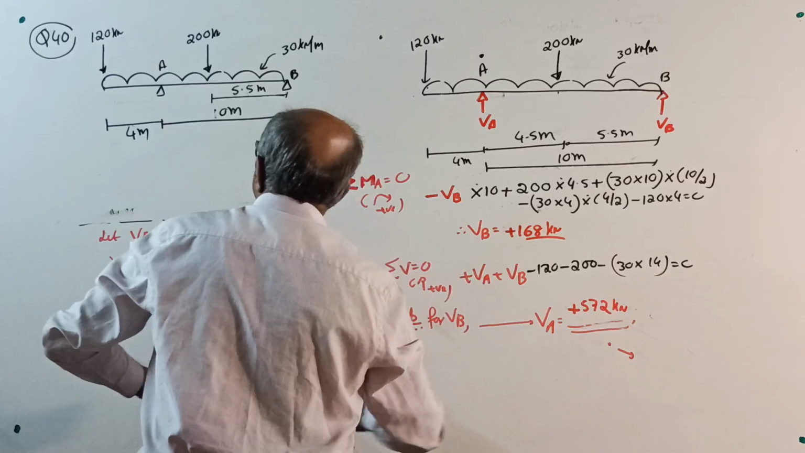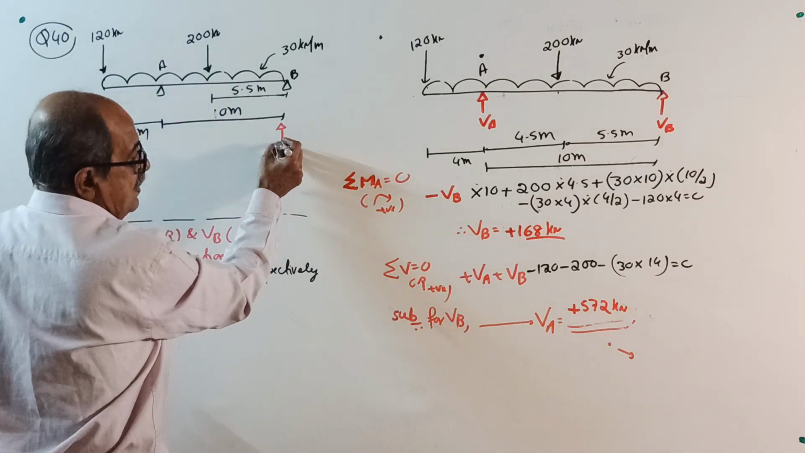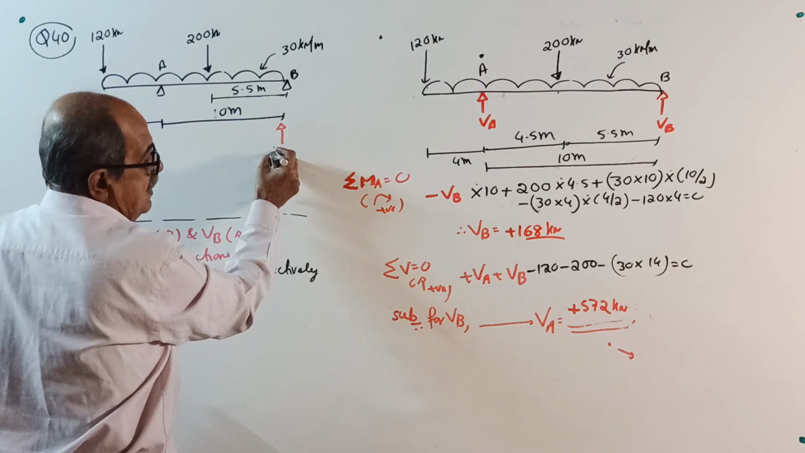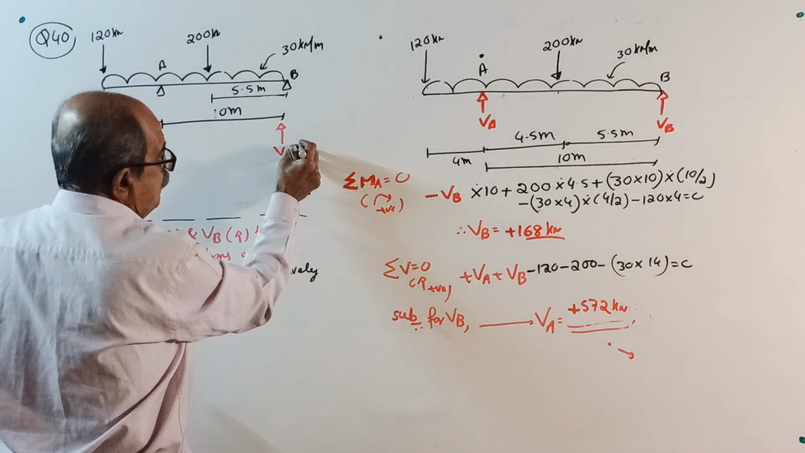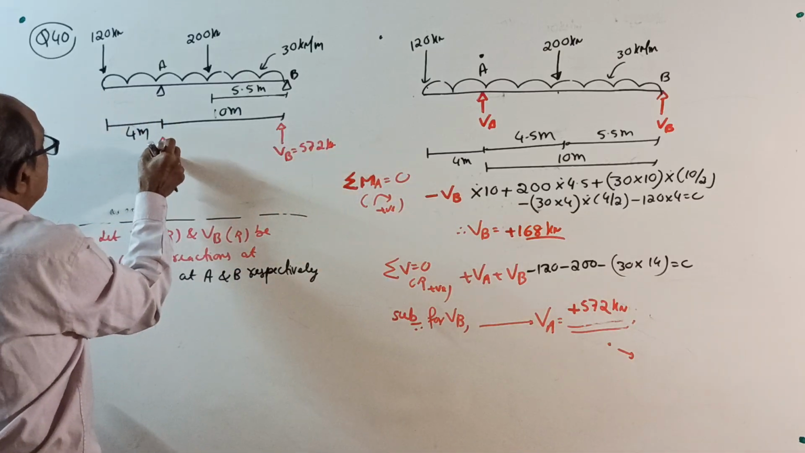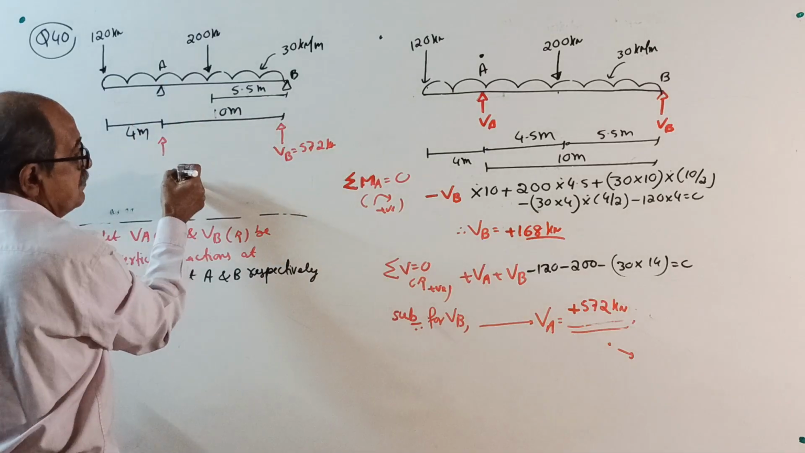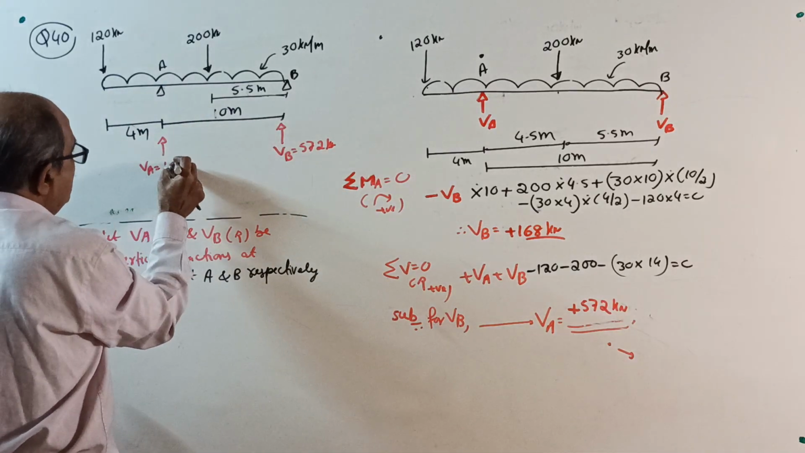Then draw the sketch once again there. Write this reaction. How much is VA? VA equal to 572 kilonewton, and enter this VA, not here, touching the beam. VB equal to 168 kilonewton.